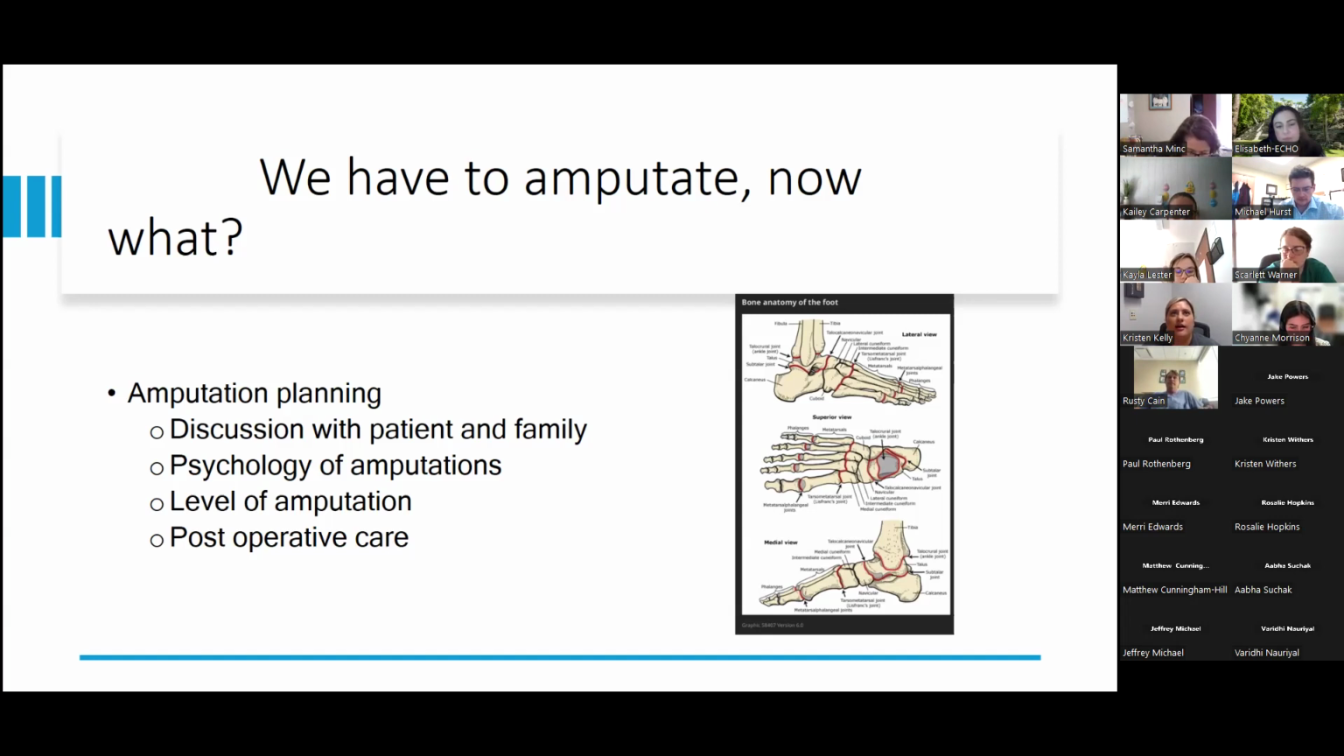Next, the level of amputation. I show several of them here on the right-hand side as far as the foot amputations, and I focused mainly on those for this discussion.